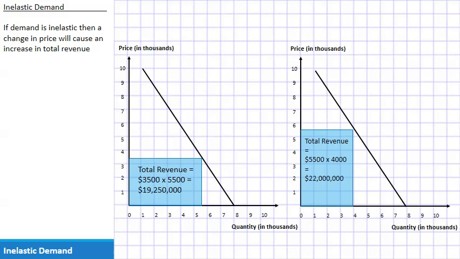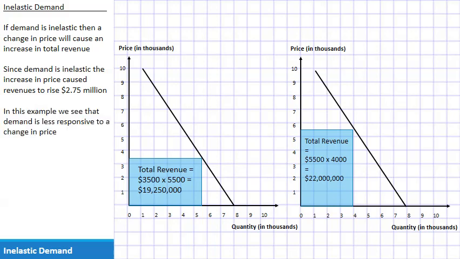In other situations, companies can increase prices and actually lose money. Since demand is inelastic, the increase in price caused revenues to rise 2.75 million. So really, really important: if you are a business, you need to understand what kind of market you operate in. Are you operating within an inelastic market in which you can raise prices and raise revenue, or an elastic market in which an increase in prices will actually cost you revenue?